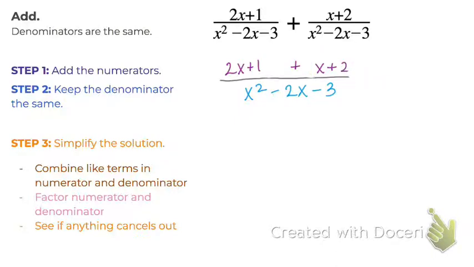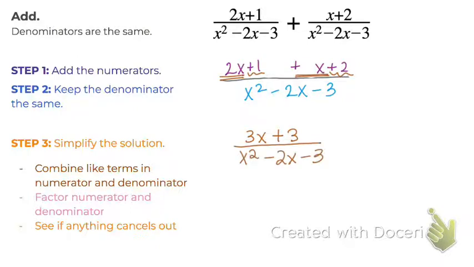Now we can look at it and see what are the like terms. We have a 2x and we have another x. If we combine those, we end up with 3x. And the constants, we have a 1 and a positive 2. We combine those, we get a positive 3. And then when we look at the denominator, are there any like terms? Like terms have to have the same variable and the exponent. And there are no like terms, so let's just leave it as it is.